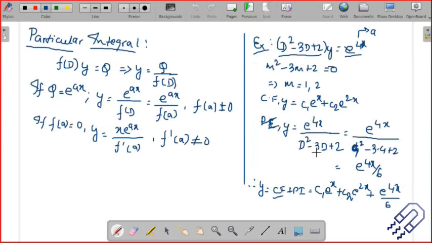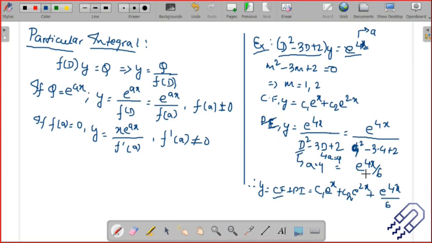So I'll divide e to the power 4x by the symbolic form, and in place of this capital D, I will put a. So I'll put a is equal to 4, here also a is equal to 4. What is my a? Whatever is the coefficient of x. So I'll put that here and see that this is non-zero, this becomes 6. So this is the solution of particular integral.